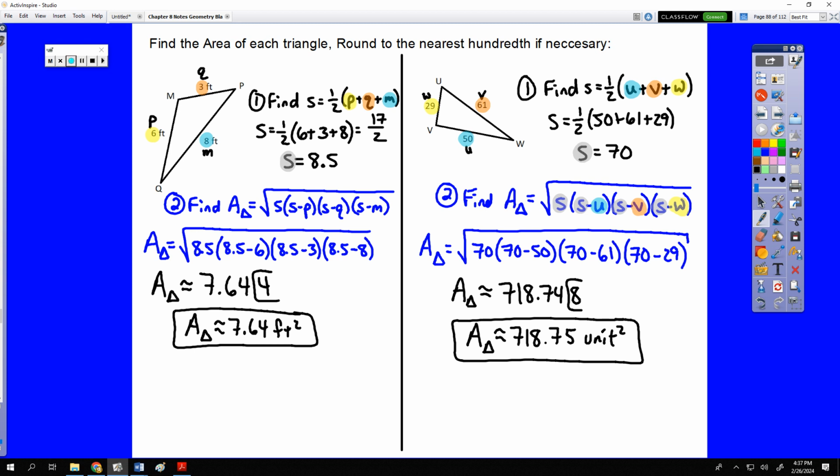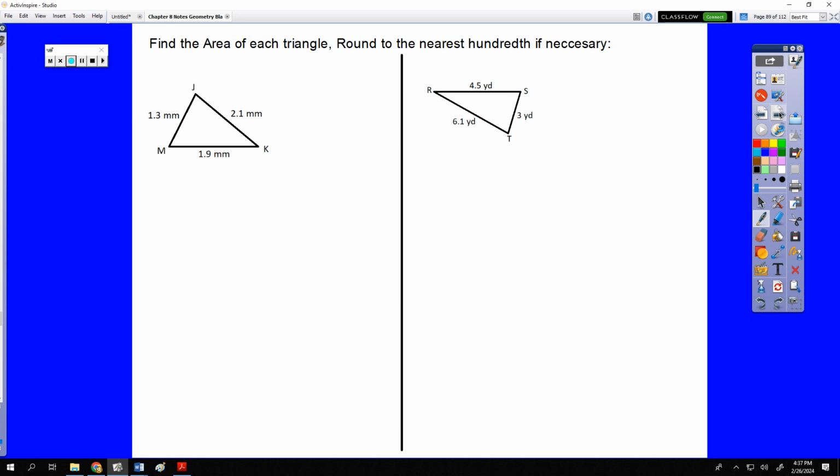2 examples to go. This next one will seem like it's the hardest because we have decimals. Again, it's not any harder. We have 3 side lengths which are named based on the opposites from their angles. Step 1, we're going to find the semi-perimeter.